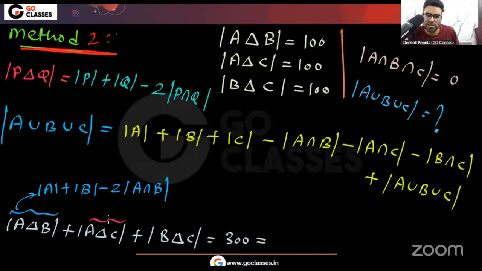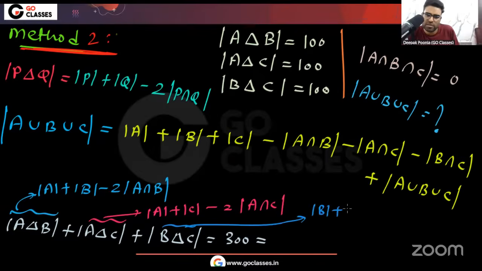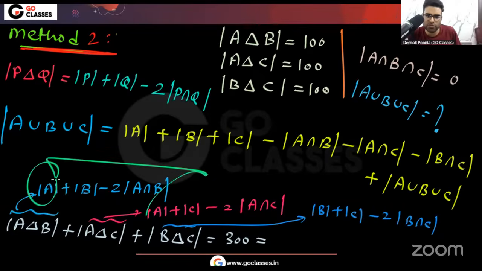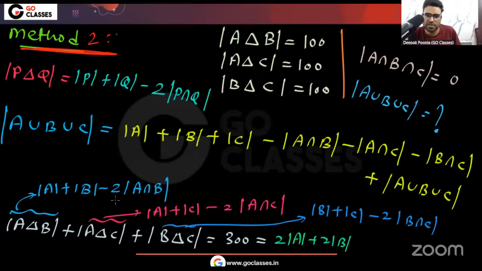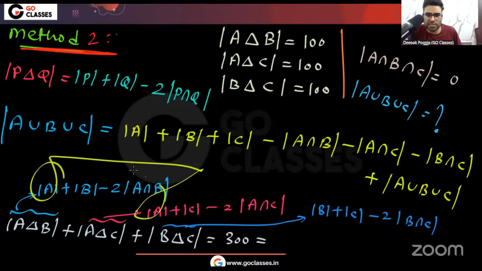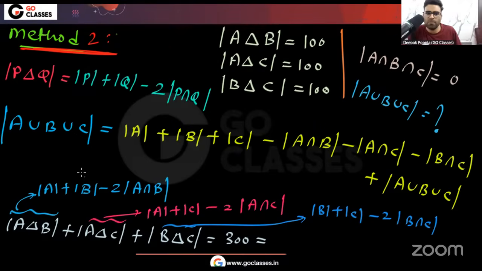Here also the same thing. Here the size of A plus the size of C minus twice the intersection size. And the same thing will happen here also: the size of B plus the size of C minus twice the intersection size. Yes or no? So you tell me, if you add all these, then what will happen in this 300? You can see size of A is coming two times, size of B two times, size of C two times. Actually, everything is coming two times. Also notice one thing, this value is also coming.